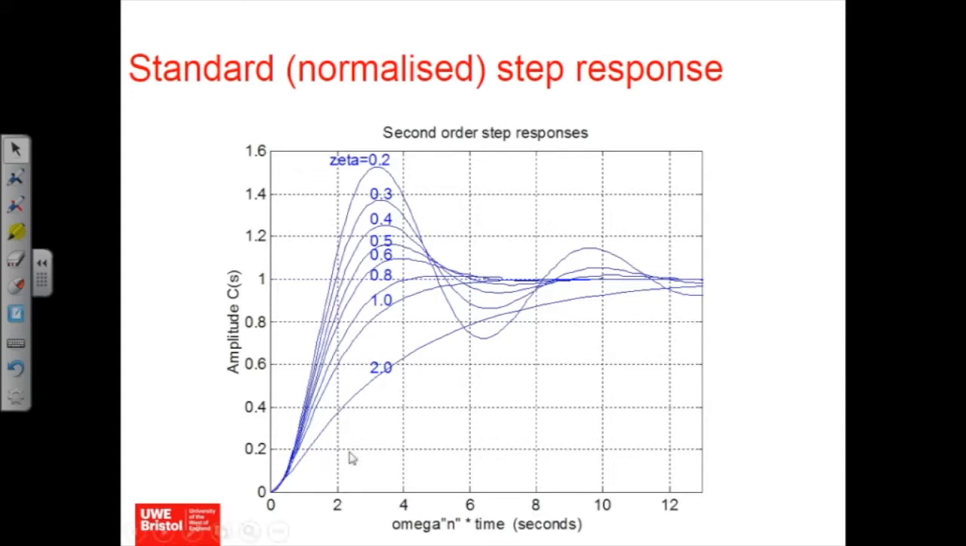Yeah. So if I wanted a 30% overshoot on these normalized axes, that takes me to a 1.3, which is somewhere between my 0.3 zeta and my 0.4 zeta. Have a stab, 0.35. It's obviously not very accurate, but it is useful.